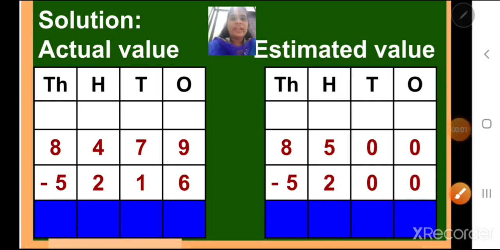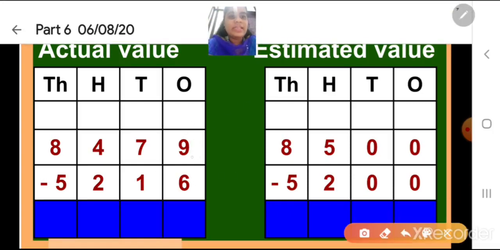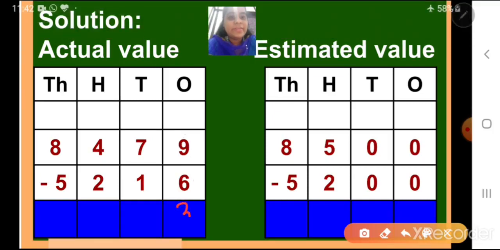Let us now find the solution. First, we will find the actual value. We will find the actual value by finding the difference. So, draw the columns properly. Write the place value and the numbers in the proper place. Now, let us subtract. 9 minus 6 is 3.